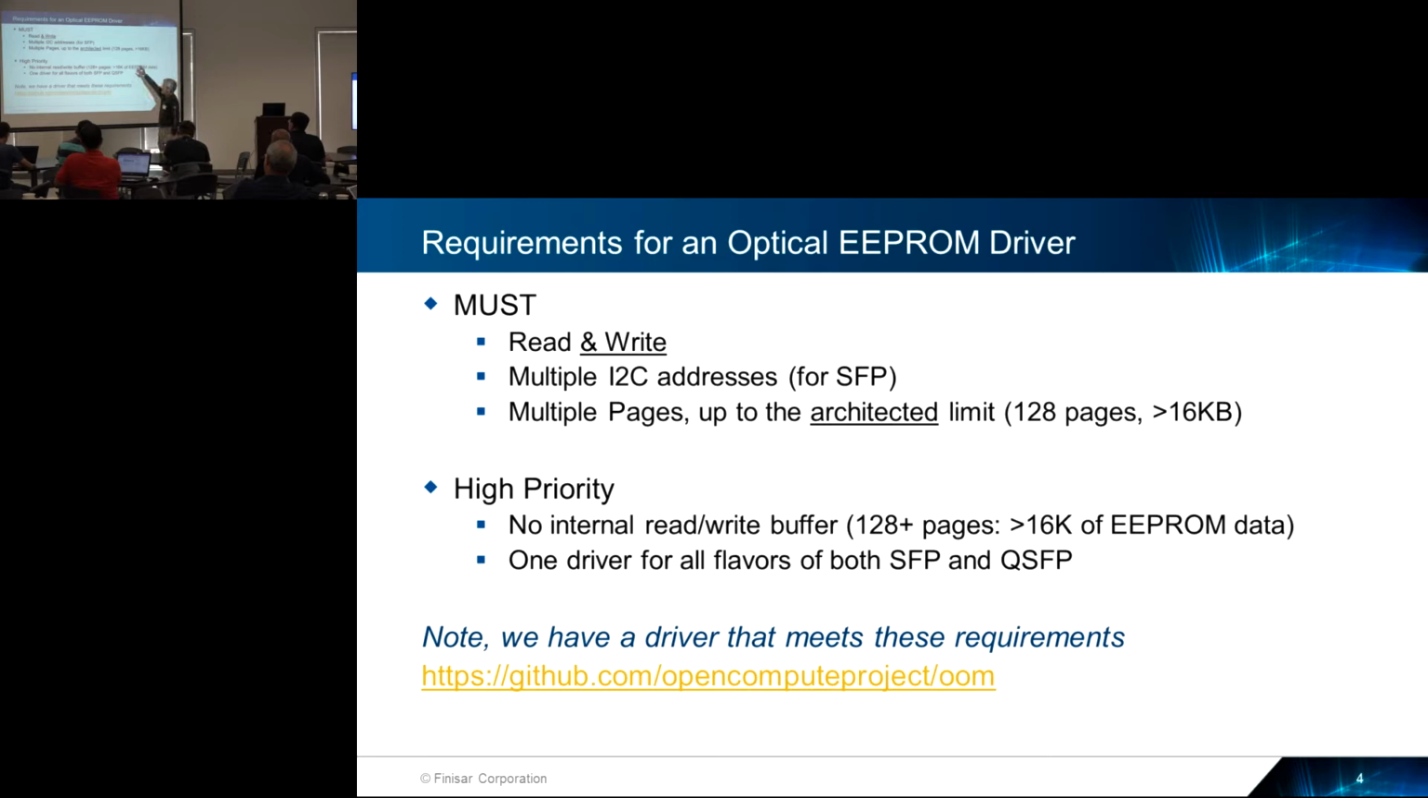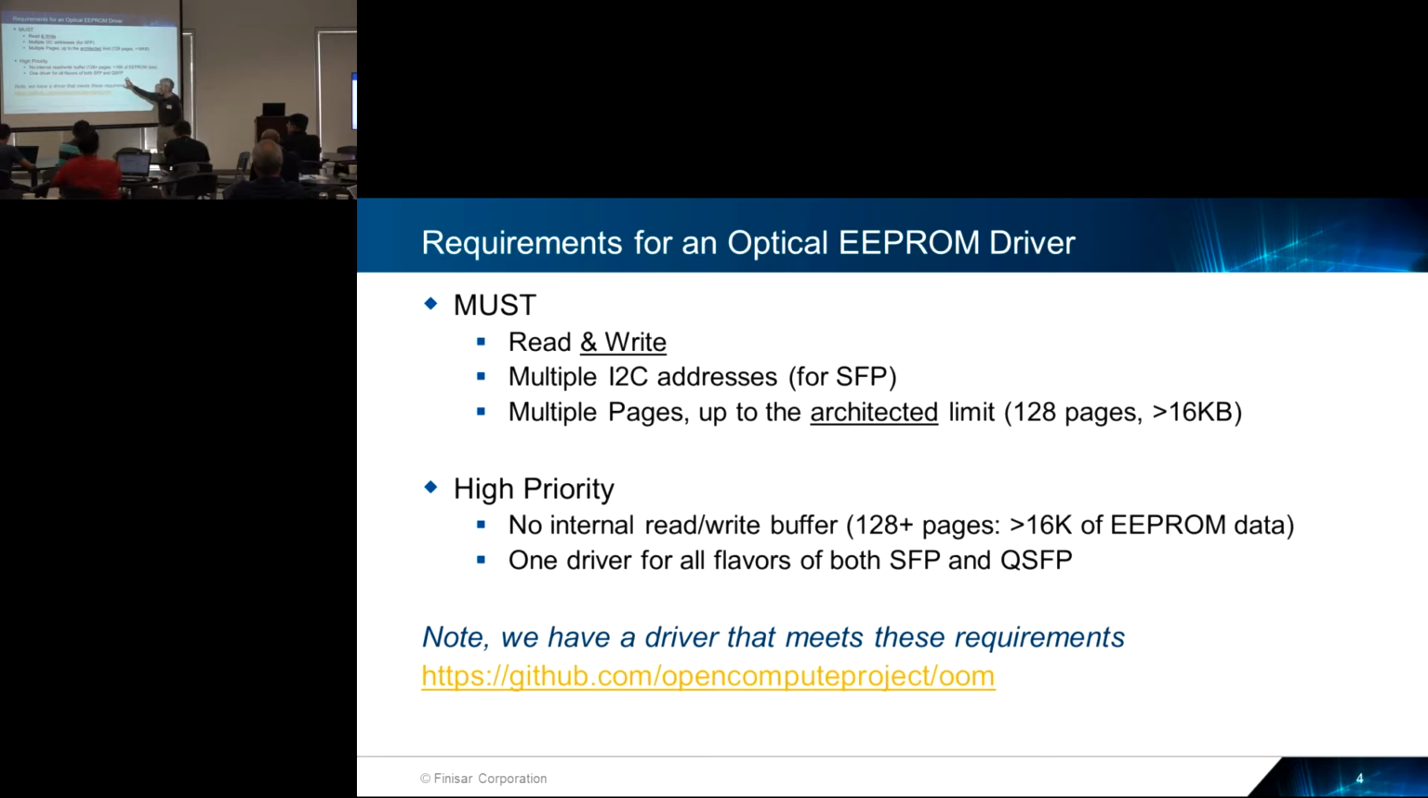So as not a must, but high priority, I'd like to eliminate an internal read-write buffer. Many of the drivers have a buffer in the driver that is trying to, for instance, cache the data, which is kind of dangerous because some of that data, like temperature, should be dynamic. And if you try to cache everything, that's 16,000 bytes of data that's mostly not going to be used. It's going to be stored for every single device. We can just do a read-write straight through it.